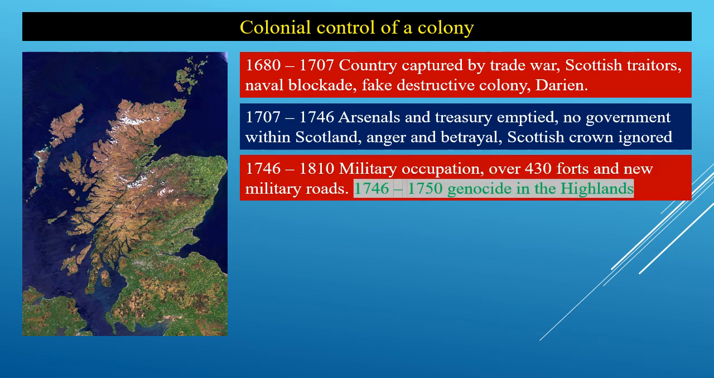Following the Jacobite rebellion of 1745-46, there followed a period of extreme violence against the people in the Highlands that lasted 4 years. Over the next 10 years, there was a building of 430 forts and containment areas. There was new military roads to ensure control. This was a military takeover of Scotland that did not end until 1810. So much for a voluntary union.